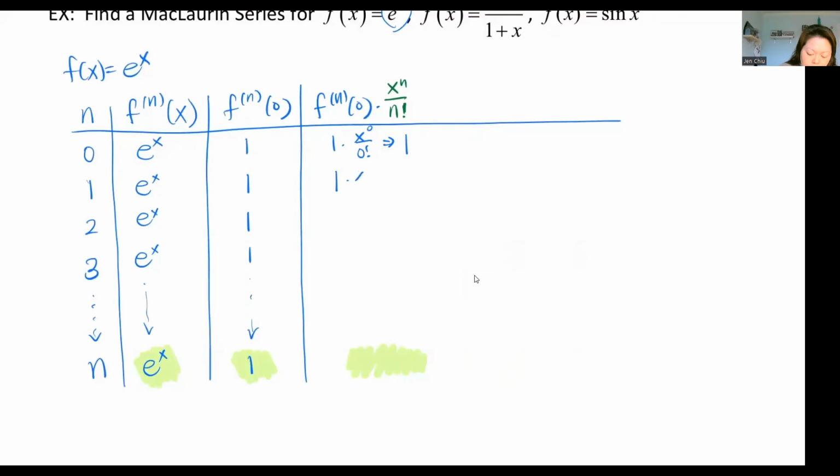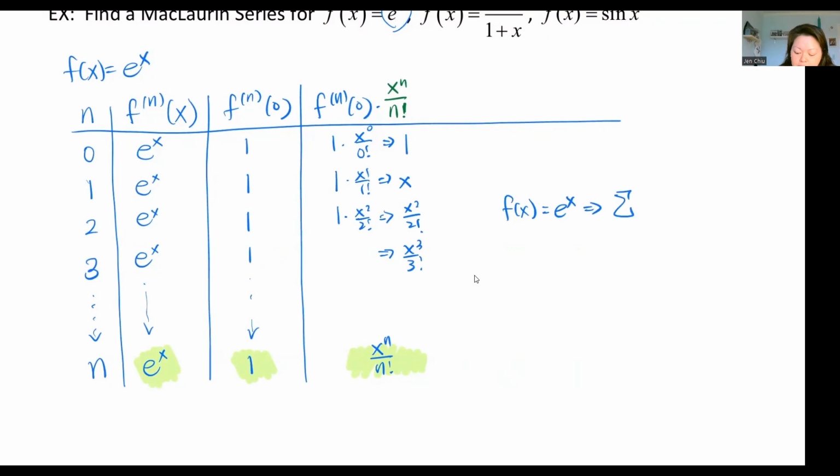Then you have 1 times x to the 1 over 1 factorial. This is x. And then you get 1 times x squared over 2 factorial. And you can see it's x cubed over 3 factorial, right? This is why we need a few, because the first two don't really show me a pattern, but by the fourth one, I can see the pattern. So yes, this is indeed x to the n over n factorial, times 1, but you really don't need to put the 1. So the function e to the x can be rewritten as a summation, a power series, of x to the n over n factorial.